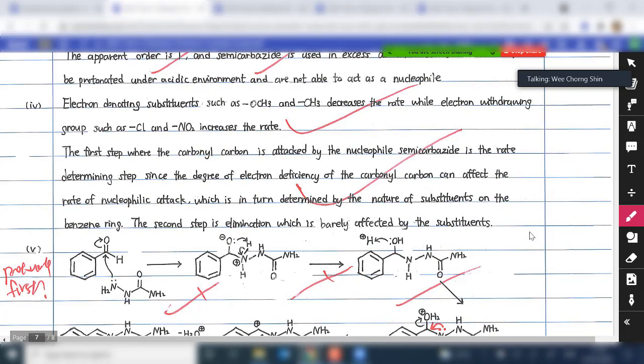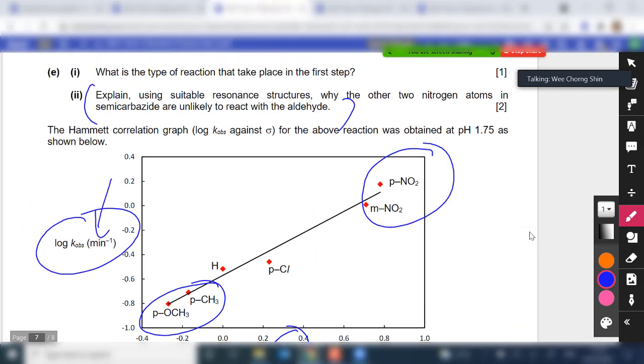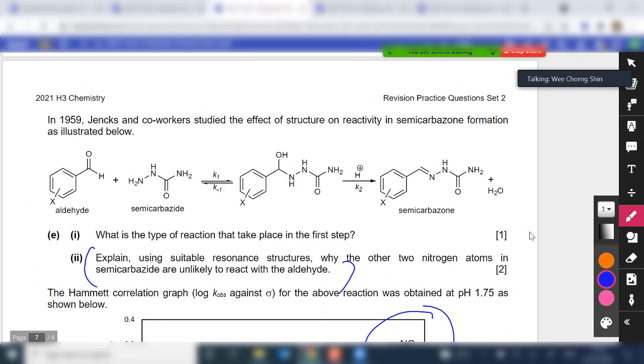Okay, then your first step involves the nucleophilic attack. So electron deficiency plays a very important role. Your substituent effect again is important because your withdrawing groups will make the carbonyl carbon more electron deficient, because if you look back at the structure, it's like that. So electron withdrawing groups will make the carbonyl carbon more electron deficient, more susceptible to nucleophilic attack. Donating groups will make it not as electron deficient, so not so susceptible to nucleophilic attack. It's always in comparative terms.